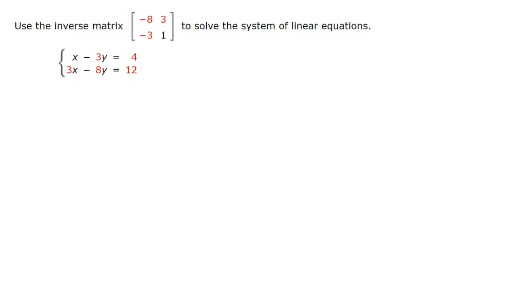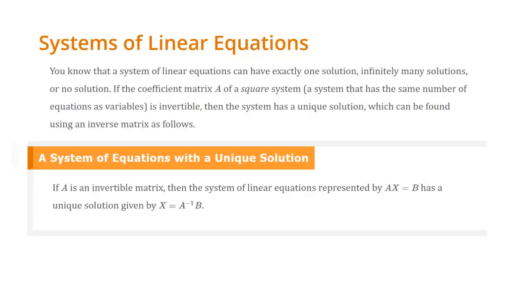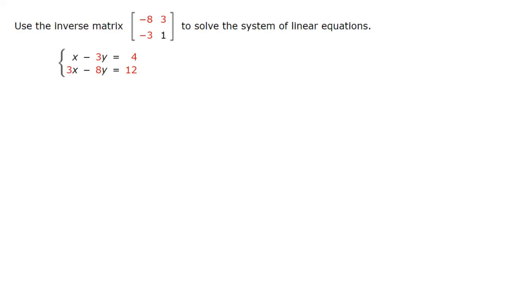So why do we want the inverse? Let me go back. We want the inverse so that we're able to solve a system. And the way we're going to solve a system is using this formula here, okay? And we're going to take the inverse times b, and that's going to give us our answer for x and y, or sometimes z. So I'll tell you what the b and the x and all that mean here in a second.